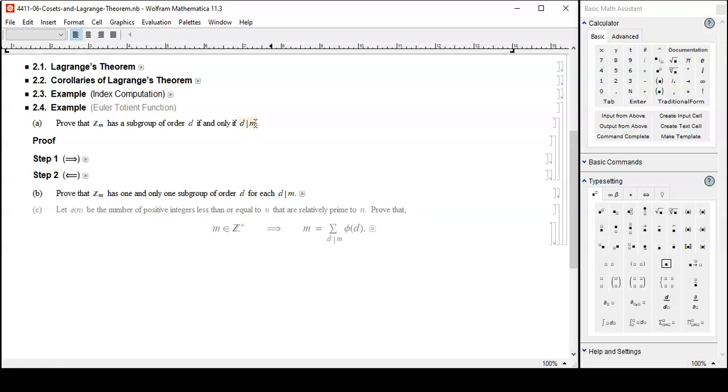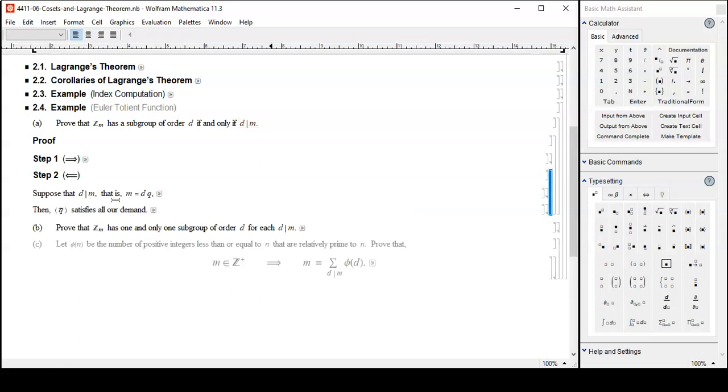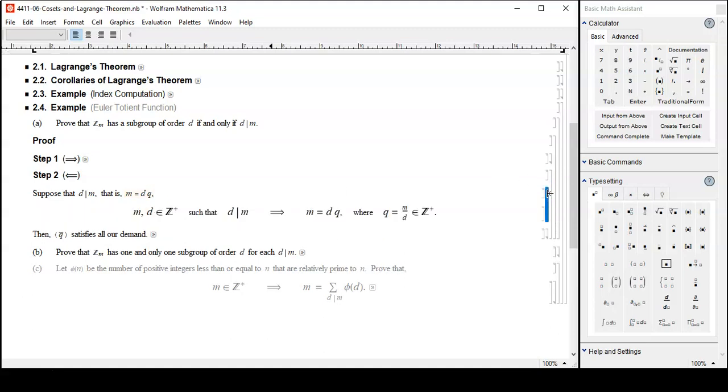Well, if D divides M, then M divided by D is an integer, and you can use that integer. So D divides M, then M is D times some Q. Yes, Q for the quotient. You see, the division algorithm goes like this, but there's no R. So M is dQ, and D divides M, so M is dQ, and Q is M over D. And this Q satisfies all our demand.